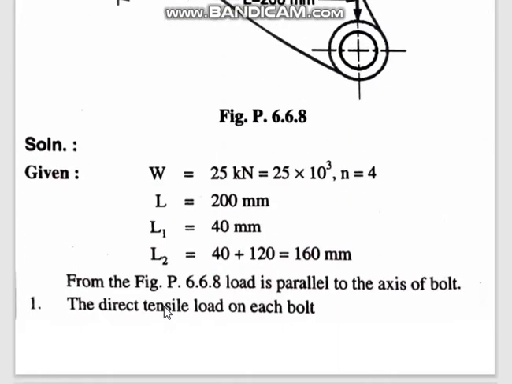Now come, what is the data given? W is 25 kilonewtons. N is 4, that is the number of bolts. This eccentricity is 200 mm, L. And L1, the first bolt's distance, is 40. L2, the second bolt's distance, is 160. This you got from the figure.